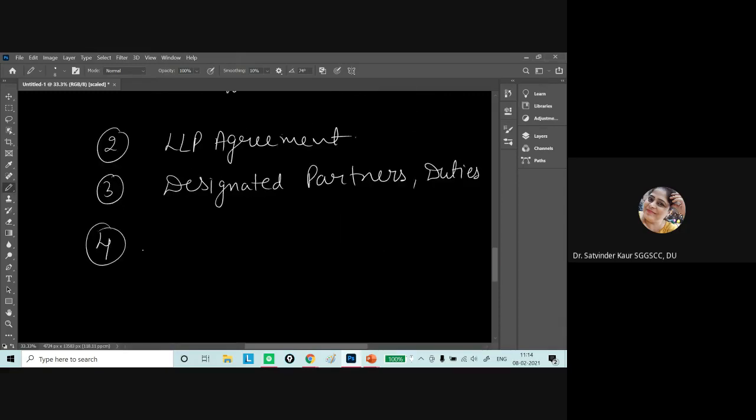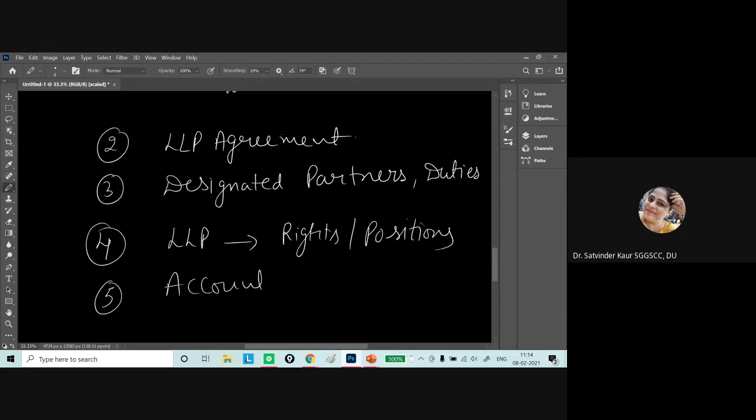Then, with respect to the LLP, we can say that the rights, liabilities, or position of the organization. Then there are the accounts and other legal requirements.